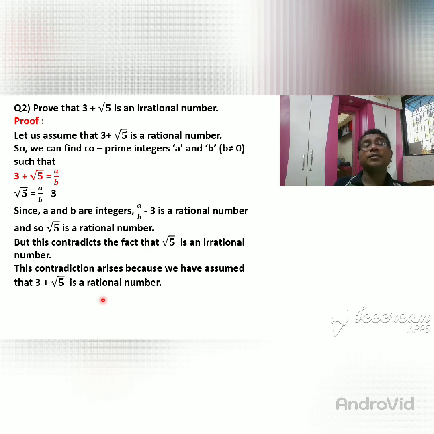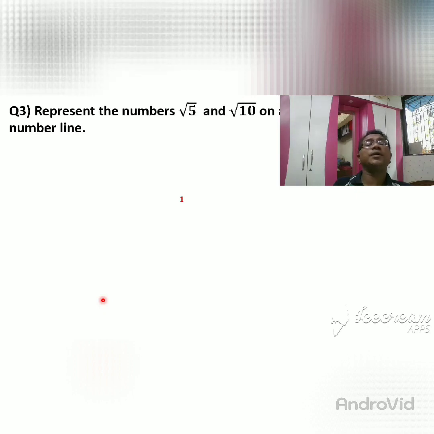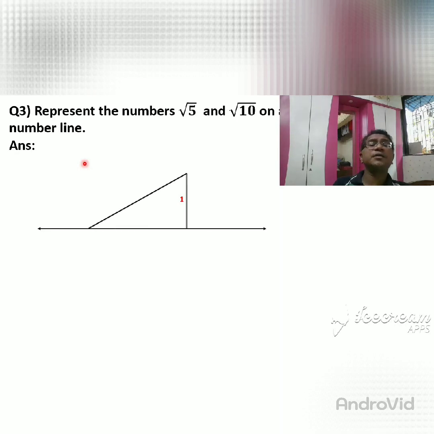Simple. Then we are going to learn the next problem. Represent the number root 5 and root 10 on a number line. This is already learned by you in 8th standard, how to represent root 5, root 7, root 10 or root 2 on a number line. See, this is a number line we consider. First I will draw, and afterwards I will explain to you.